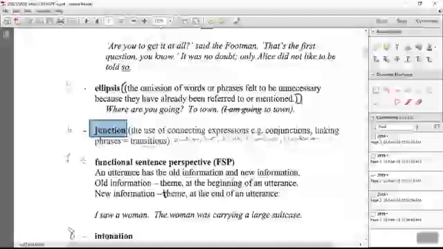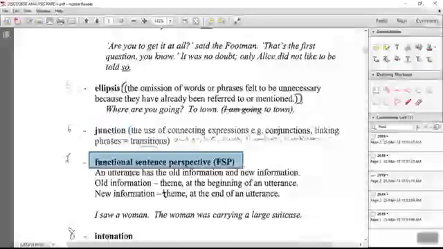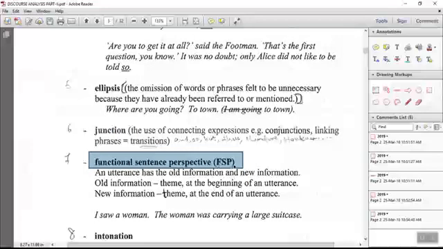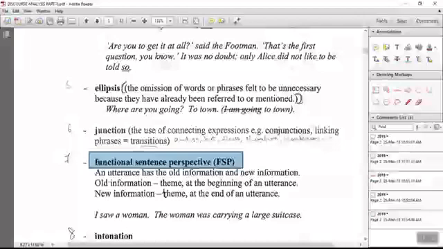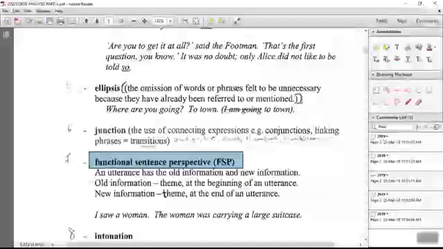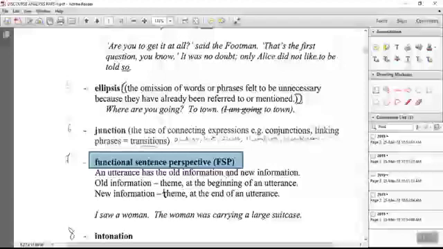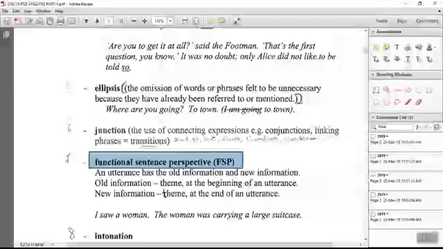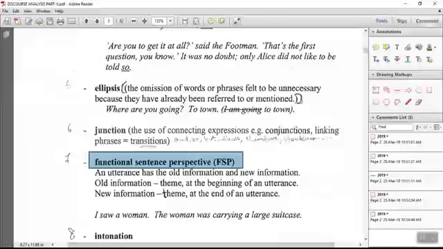And seventh device, functional sentence perspective, FSP. What does that mean? It means an utterance has the old information and new information. Old information, theme at the beginning of an utterance. New information, that is rheme at the end of an utterance.